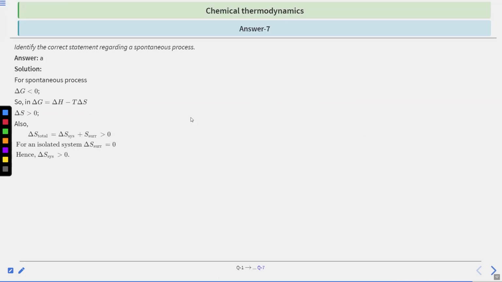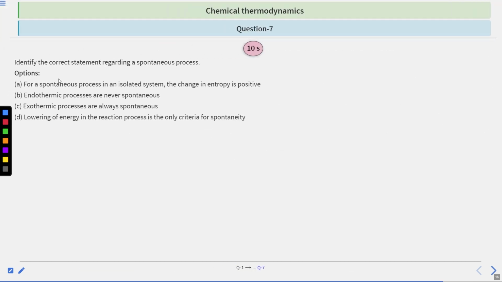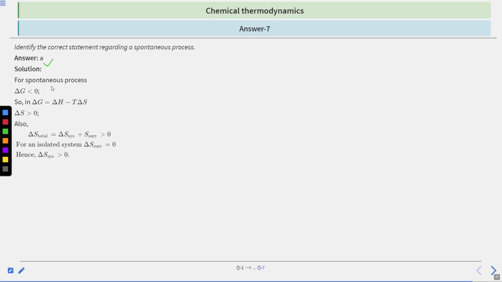Okay, so the correct option will be option A. That is, del G is less than 0 and del S will be greater than 0. So option A says: for a spontaneous process in an isolated system, change in entropy is positive. How can we see that? For a spontaneous process, we know that del G, that is change in Gibbs free energy, should be negative. If we see the equation of del G, which is del H minus T del S, if del G should be negative, then the T del S term should be positive, right? So this should be higher, so that the minus term will dominate.